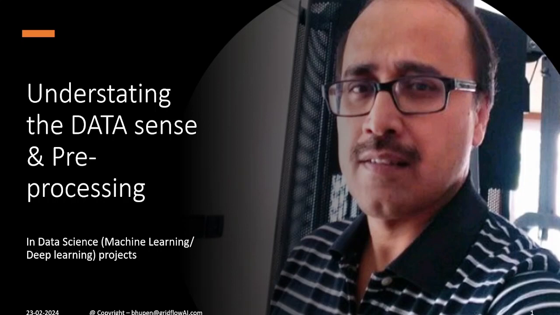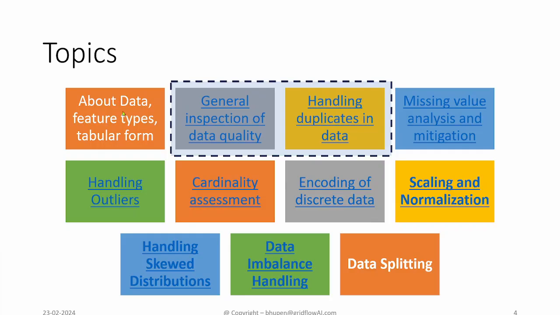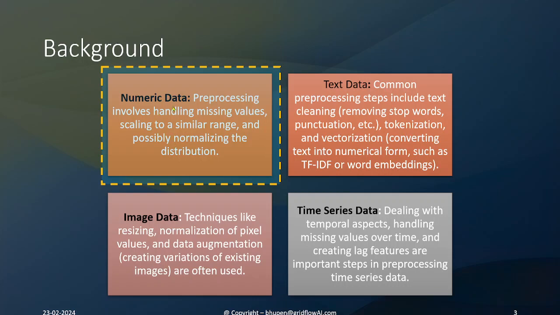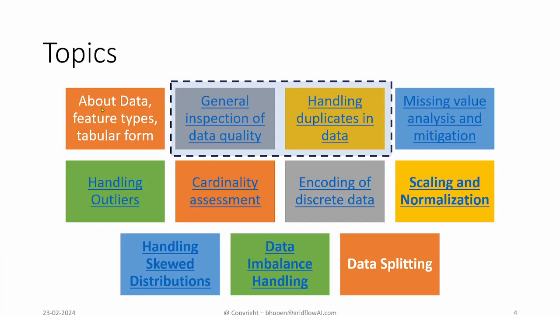Hi everyone, welcome to this continued series on understanding the data and the pre-processing steps required for machine learning and deep learning. In the previous session, we focused on numeric data, and in the previous video, we talked about the data types and the feature types, for example, categorical variable, nominal variable, discrete variable, binary, and so on and so forth.